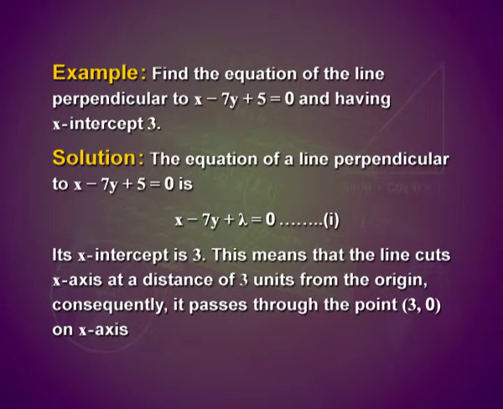Its x intercept is 3. This means that the line cuts the x axis at a distance of 3 units from the origin. Consequently, it passes through the point 3, 0 on the x axis. So, 21 plus 0 plus lambda is equal to 0. That gives lambda is equal to minus 21.